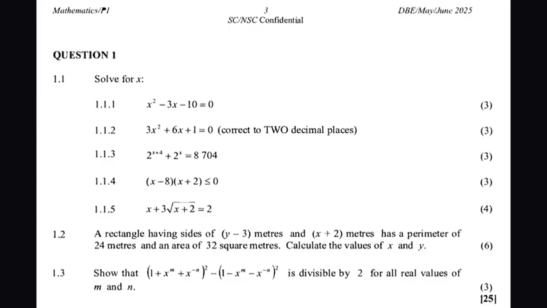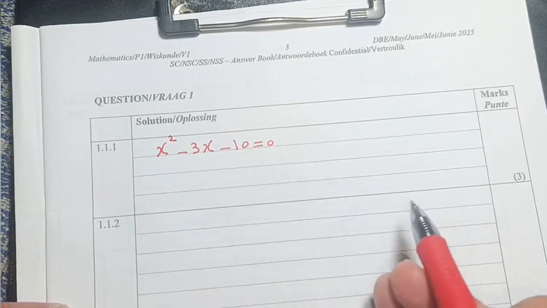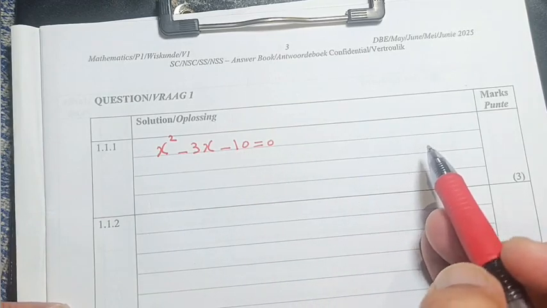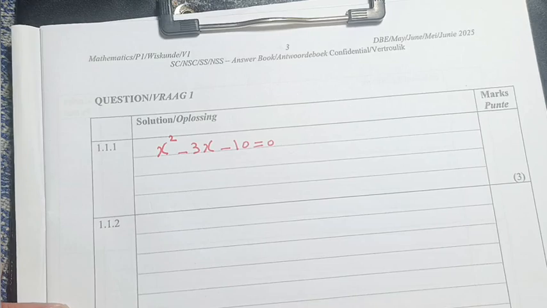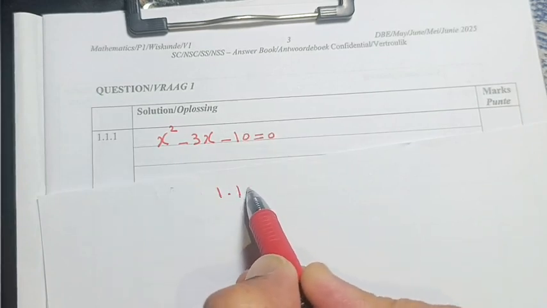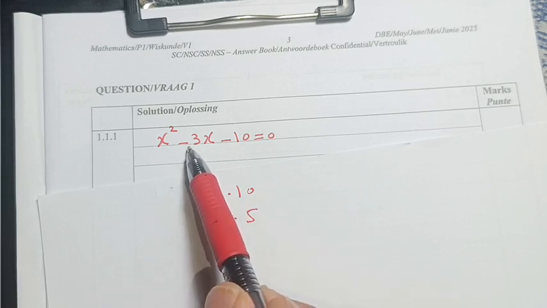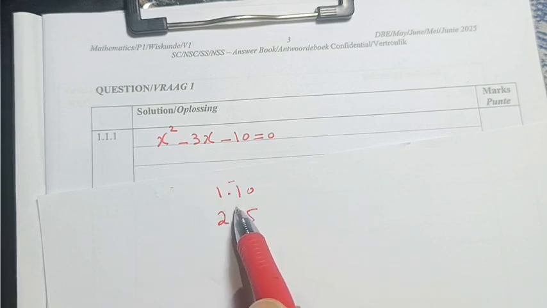The first question, x squared minus 3x minus 10 equals 0, is a factorization question. We have to factorize the trinomial. I'm going to use a rough page to explain this one. The factors of 10 are 1 times 10 and 2 times 5, and the middle term is negative, so the larger number must be negative.